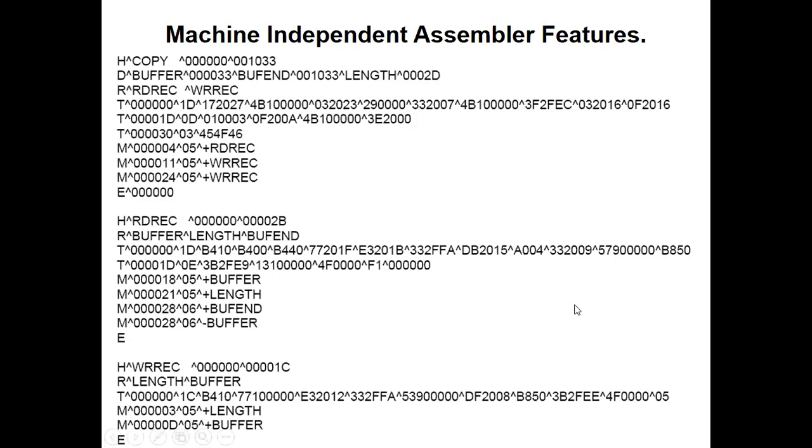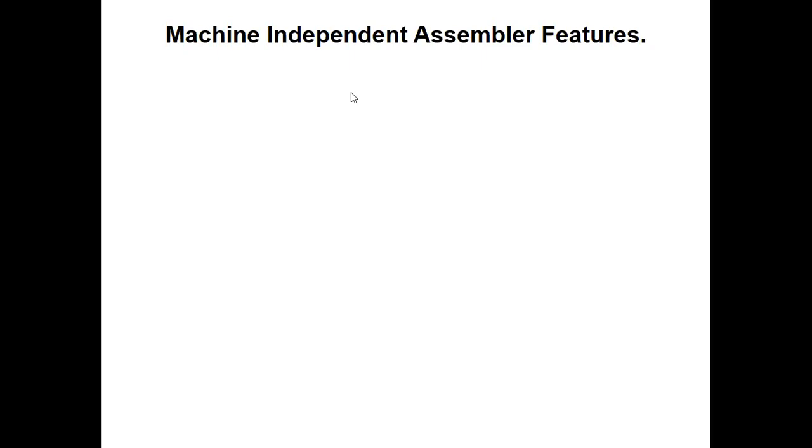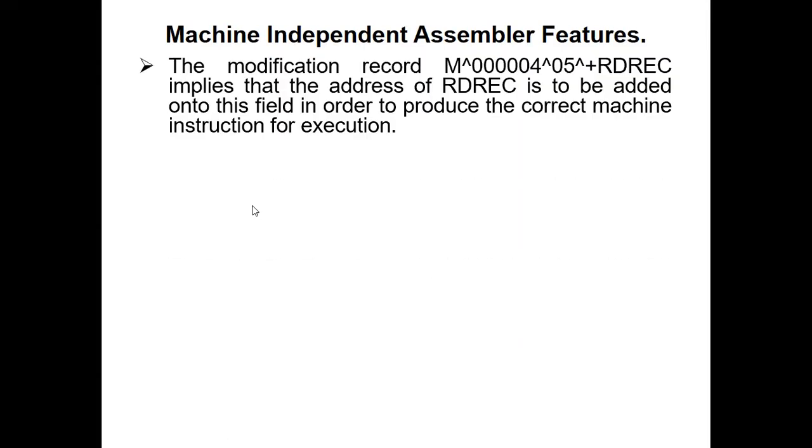Okay, so we saw what we do. We write modification records for those instructions which will need relocating. That means those format four instructions where we put zeros. And I hope you remember how we are doing it.